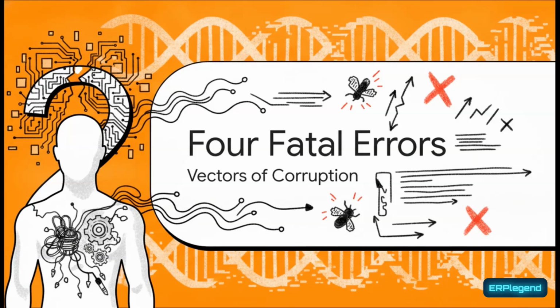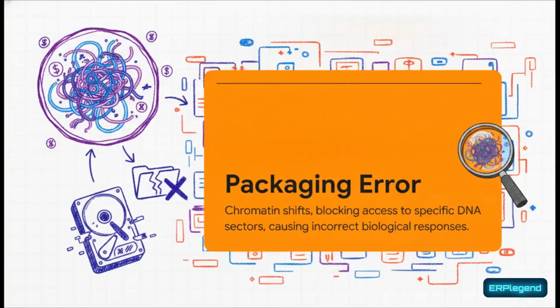Moving on to Section 2, the 4 fatal code errors, or the vectors of corruption. Okay, so the very first glitch is what's known as the packaging error. Inside the nucleus, the physical packaging of our DNA actually changes as the cell ages. Imagine a massive, perfectly organized database, right? But suddenly, the indexing system becomes completely corrupted. The data, the DNA, is still perfectly intact, sitting right there on the hard drive, but because the structural organization, which is called chromatin, has shifted, the cell just can't efficiently access or locate specific sectors of the code anymore. It searches for a file, hits an error message, and pumps out a faulty biological response.